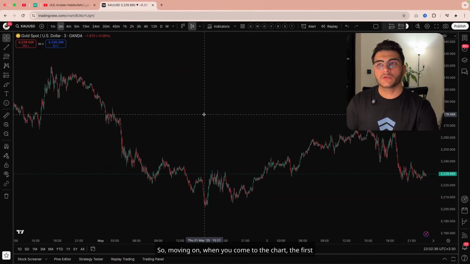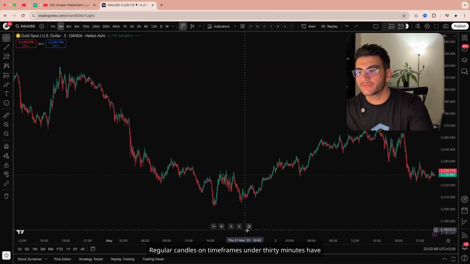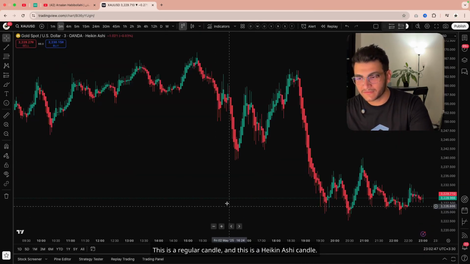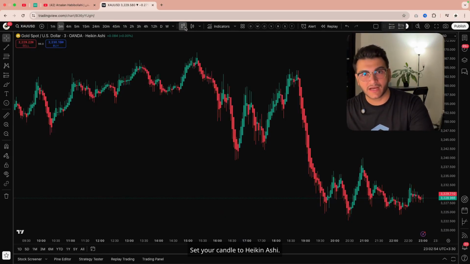So moving on, when you come to the chart, the first thing you do is go to the candles section. Set your candle to Heikin Ashi. Regular candles on time frames under 30 minutes have so much noise that you'll get wrecked. This is a regular candle, and this is a Heikin Ashi candle. Set your candle to Heikin Ashi.